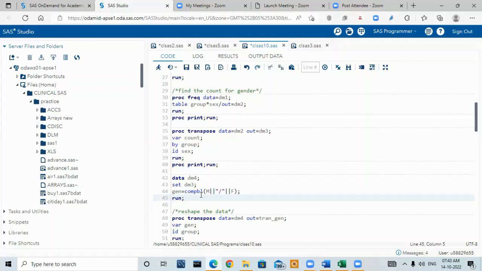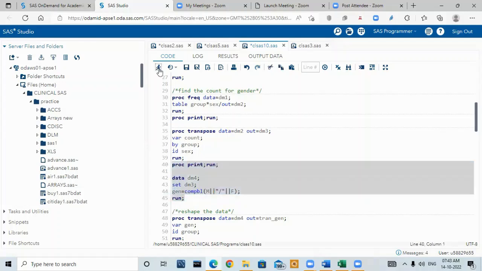Compress, COMPBL. You remember or forget everything? Compress, COMPBL, what will it do? It will remove the spaces. See, after joining the values, we are storing them in a new variable. What's the name of the variable? Gen. Gen is the name of the variable.